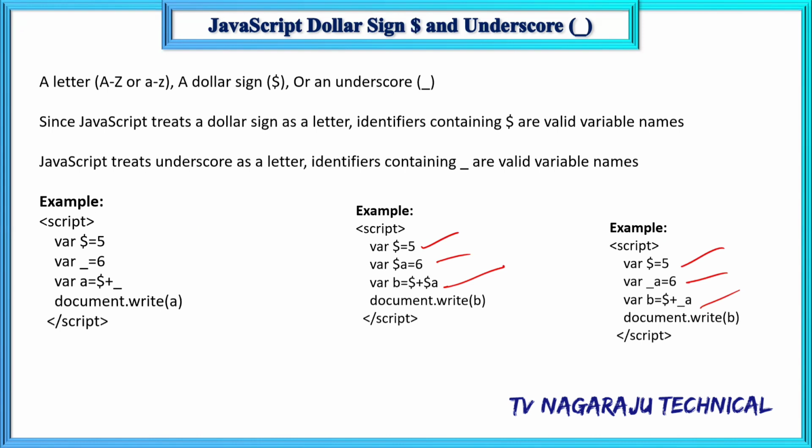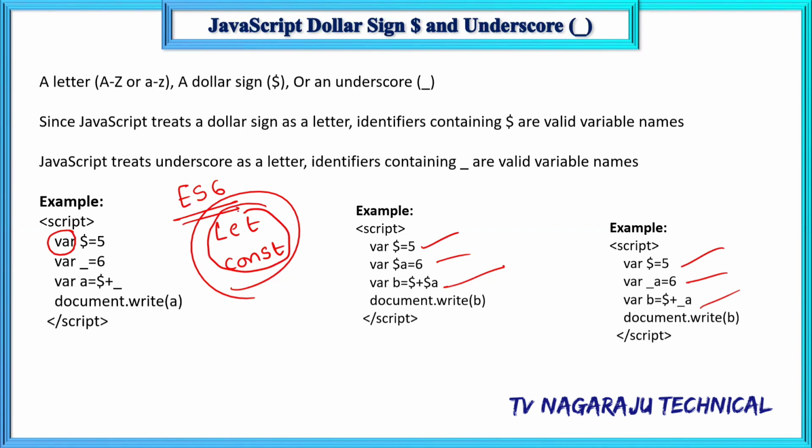In the next session, we will move to another point, that is let and const. These two are available from version ES6. What is the difference between declaring a variable by using the keyword var or by using the keywords let and const? We will discuss in the next session.